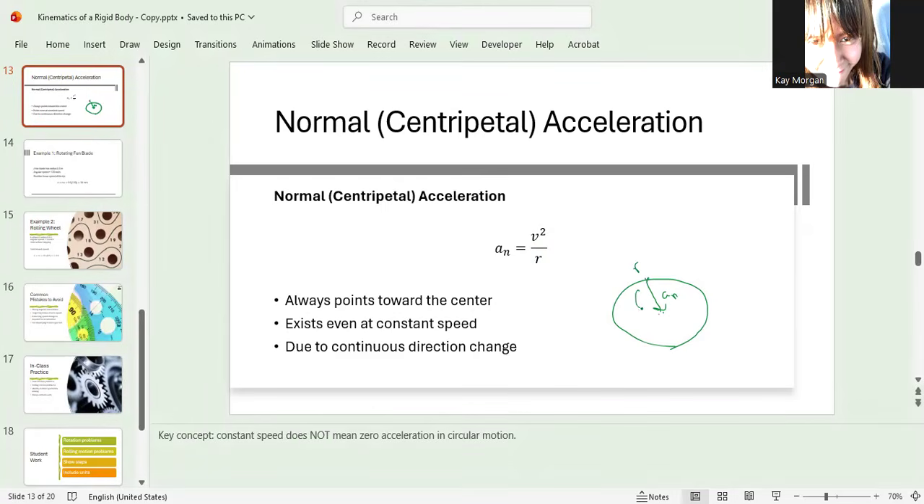I usually write a little r like that for the distance from the center to there. Of course, some people might like to write it right here, but it's kind of crowded here. Of course, your normal acceleration is going to point towards the center as well. So it's very important that you know the normal acceleration exists even when the speed is constant.